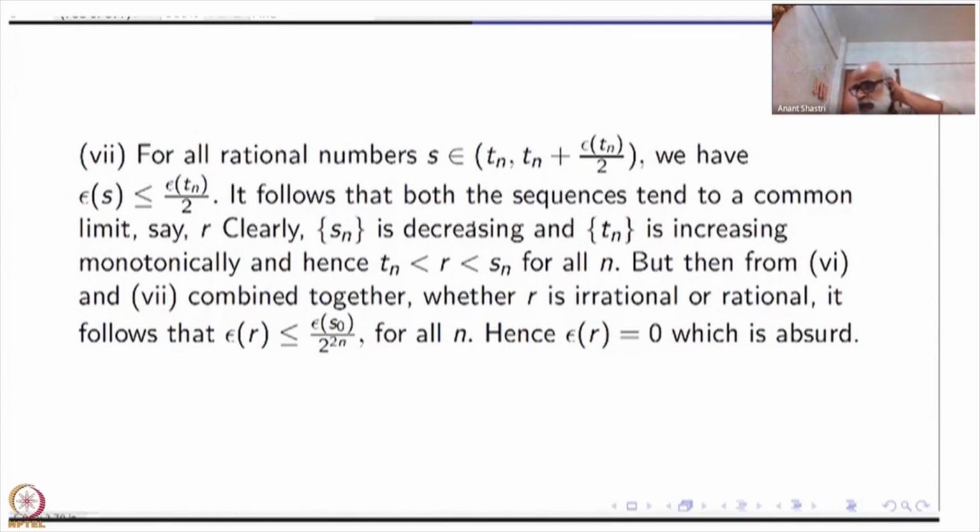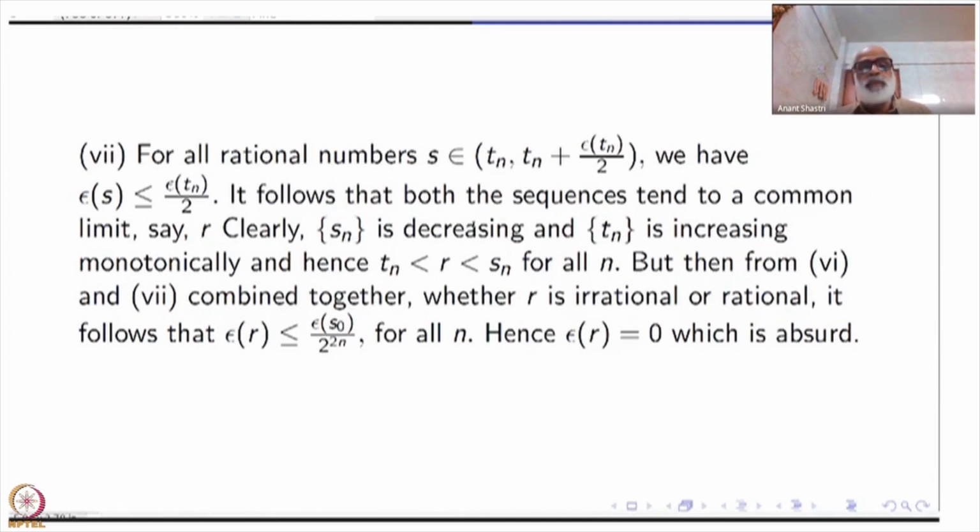I told you this is similar to the proof of alternating series. Why is it convergent? It is similar to that. Sn is decreasing and Tn is increasing monotonically, and hence the limit will be between Tn and Sn. Tn is less than or equal to R, less than or equal to Sn for all n.